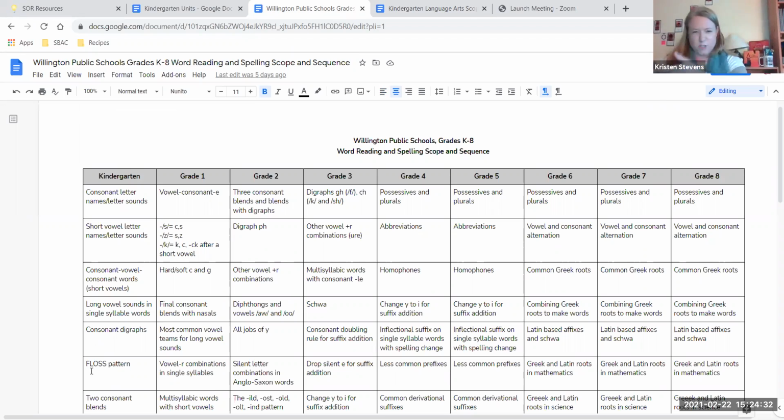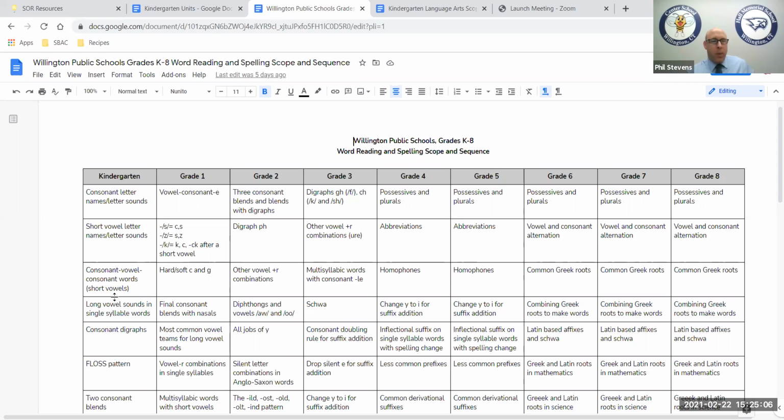You can print it out and look across and see what skills all Wellington kids need to know K-8. And then you can go into the kindergarten page and see more specifically month by month which consonant digraphs, what is the floss pattern, what order you are teaching the consonant letter names and letter sounds and the vowels. On the main page, it just throws out all the different skills that need to be taught from the very beginning of kindergarten to the end of 8th grade. If that makes sense. It does.